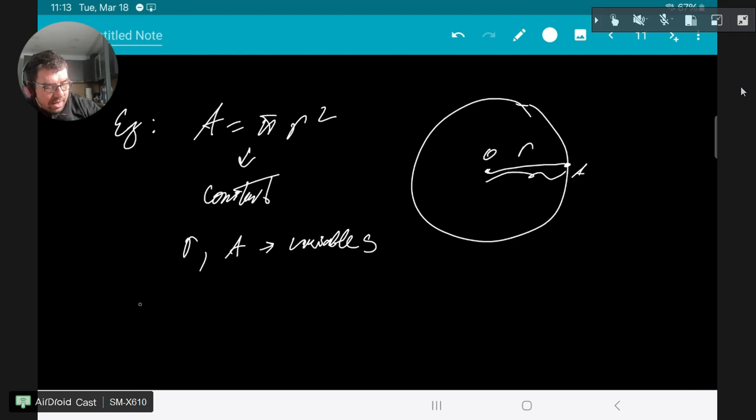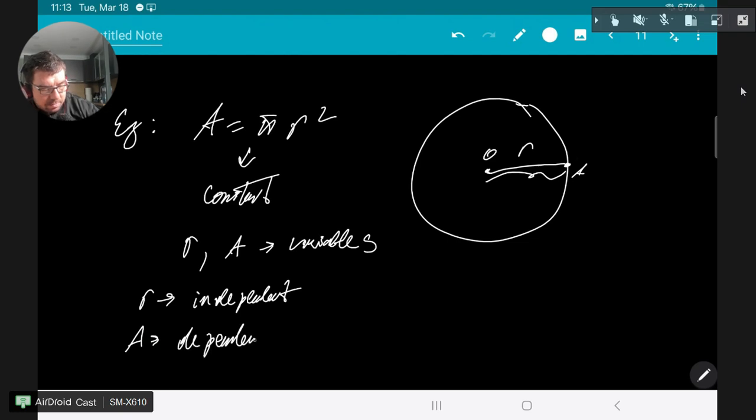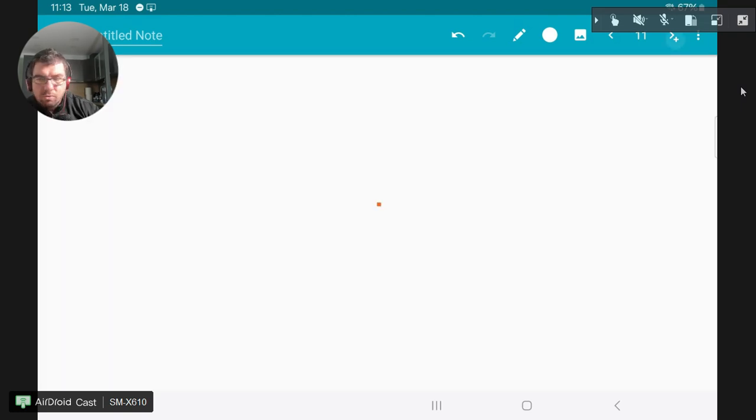So r is independent. I just take the ruler, measure it, 5 centimeters, great. I know its value independently of anything else. I plug in the numbers and find A. So A will be dependent. Okay, makes sense? Okay. All right, so far so good.